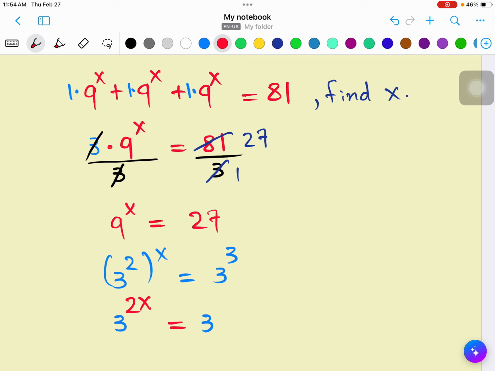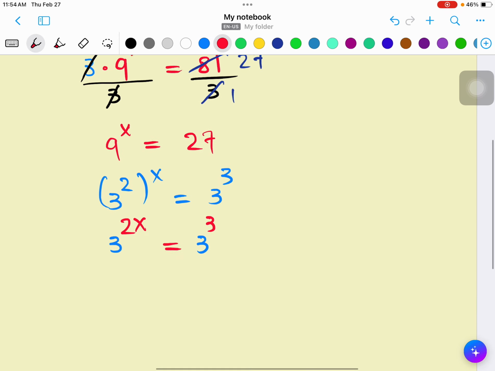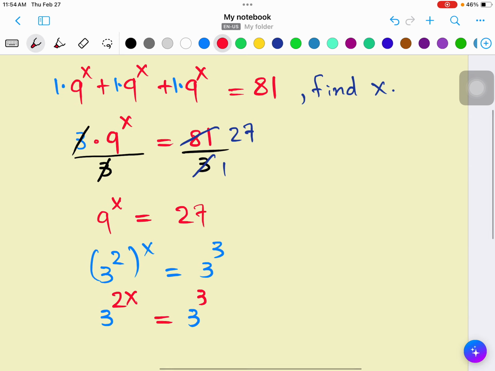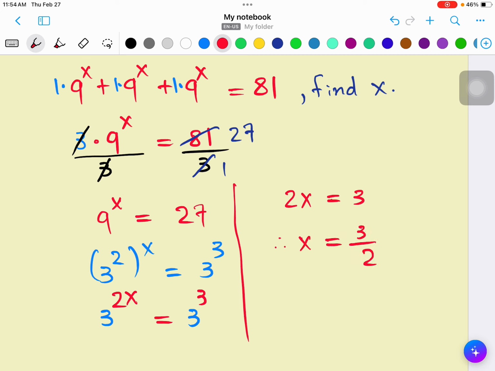3 raised to 3. Bases are the same, so exponents are the same. 2x equal 3. Therefore, x equal 3 over 2.